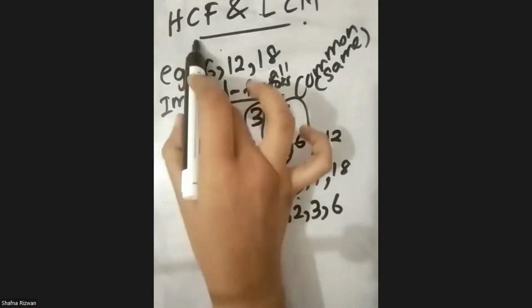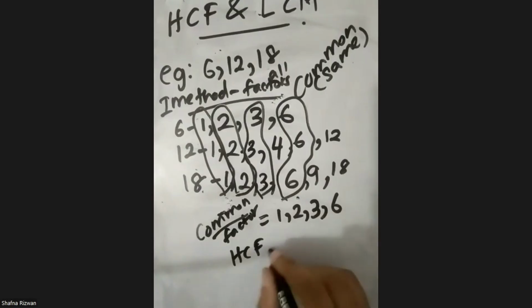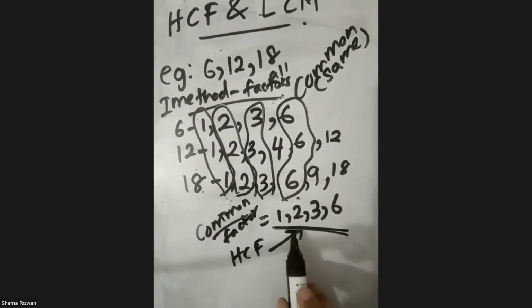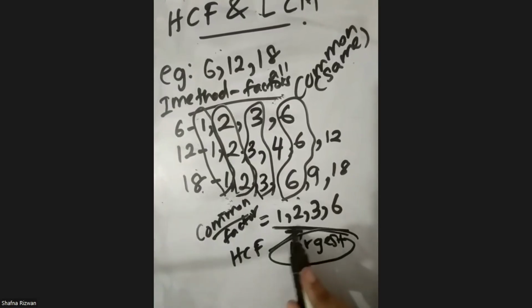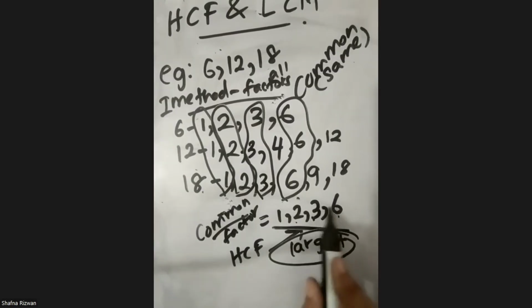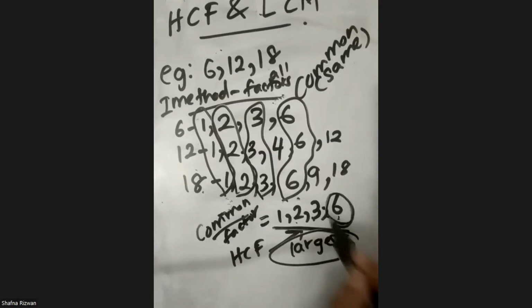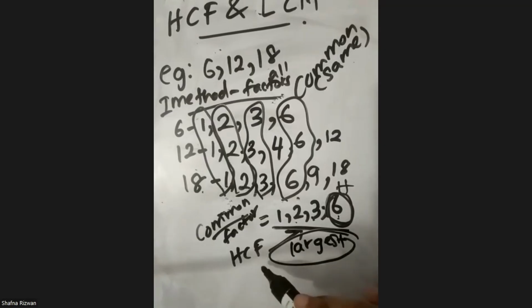Now what is HCF? The highest common factor. Highest common factor means, remember that among these common factors you have to see the factor which is the largest number. So here in 1, 2, 3 and 6, say me what is the largest common factor that you have? The largest common factor that you have here is 6. This is the highest common factor, that is 6. Now did you understand what does highest common factor means?